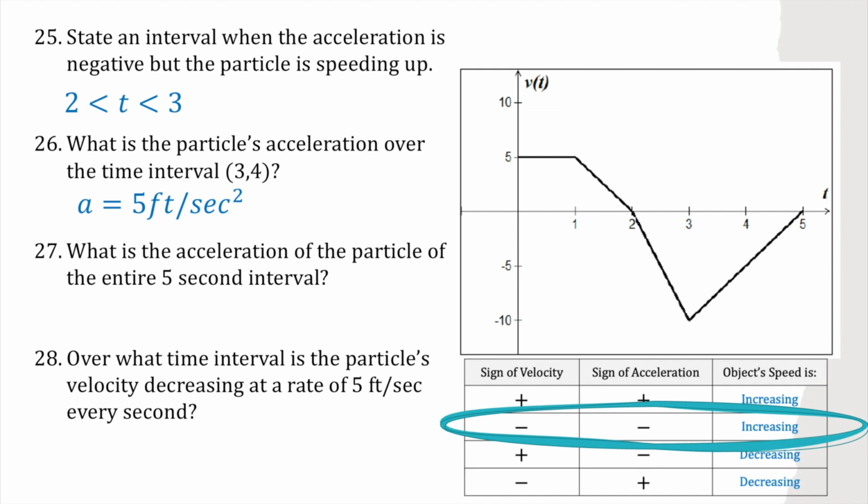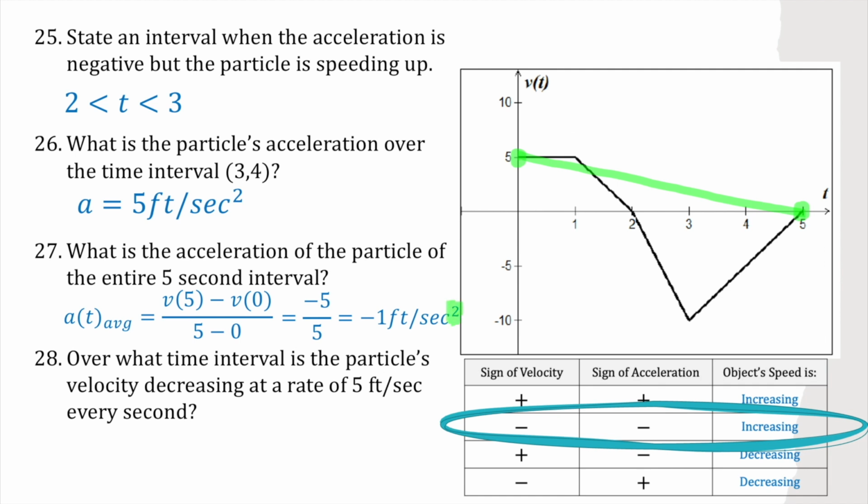Number 27, what is the acceleration of the particle over the entire 5-second interval? To find that, we're basically finding the slope from point 1 to the last point. So just using the regular slope formula, you'll find a slope of -1 feet per second squared. And then the last question, over what time interval is the particle's velocity decreasing at a rate of 5 feet per second every second? So that's 5 feet per second squared. The velocity is decreasing. Okay, so another way to ask that is, where is the slope of the velocity -5? So that would be right here between 1 and 2.